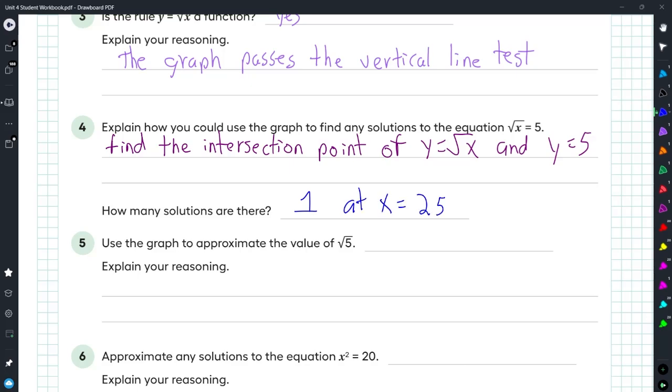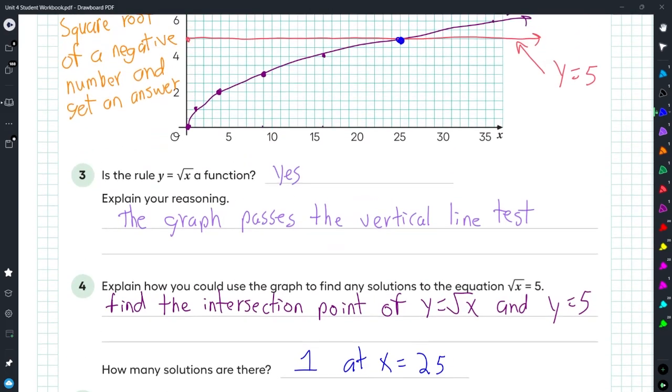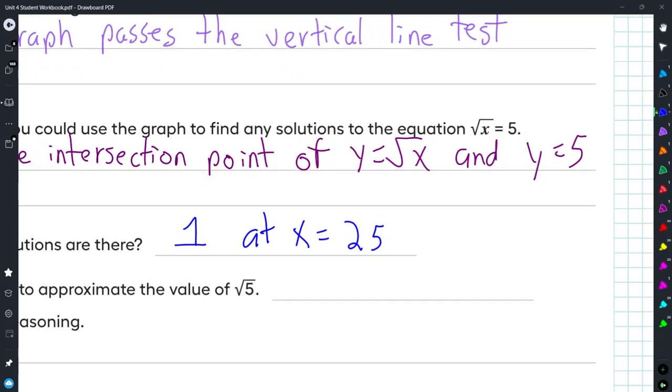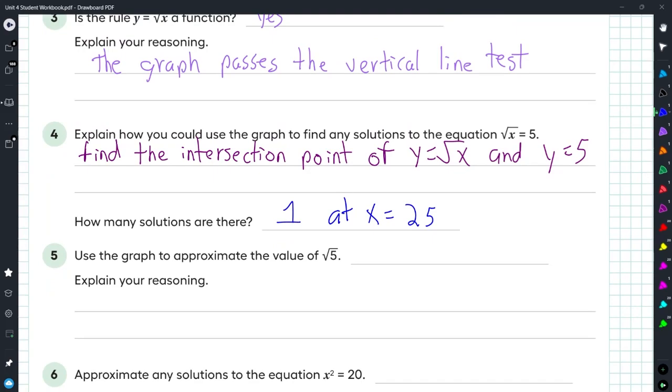It didn't ask us to tell the solution, but I want us to get that idea of, all right, we have this equation, and what we can do is graph each side and then see where they intersect. We graph the left side and we graph the right side, and then wherever they touch, that is their solution.